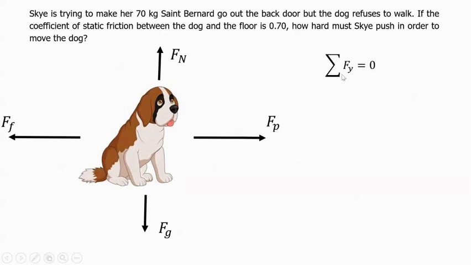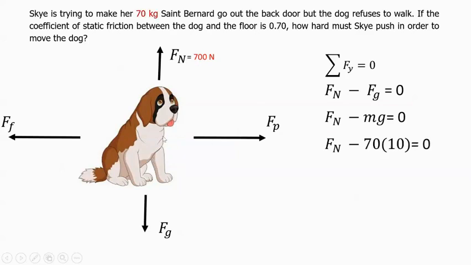So use our summation statements for the vertical forces. And we know that the dog has a mass of 70, right? And gravity on Earth is about 10. So we'll just put in those numbers. Normal force is going up, so it's positive, and gravitational force is going down, so it's negative. And you set it equal to 0 because the dog is not moving up or down, so we expect those to be balanced, which is 700, which means the normal force is 700.